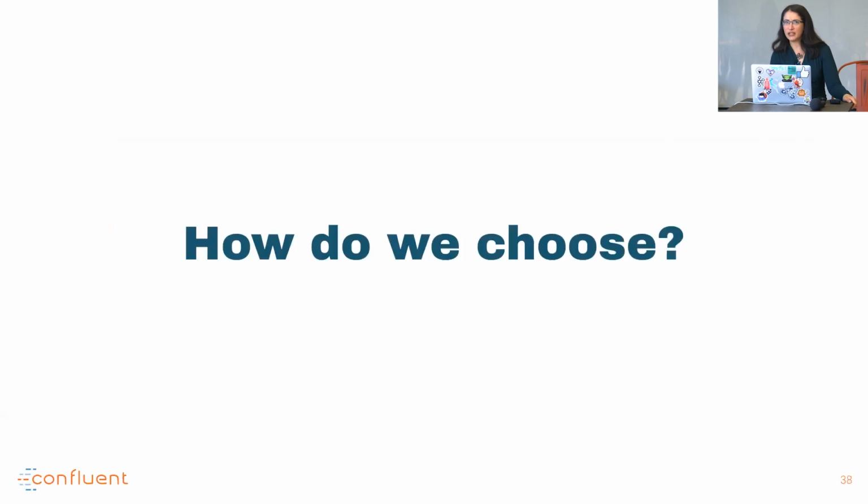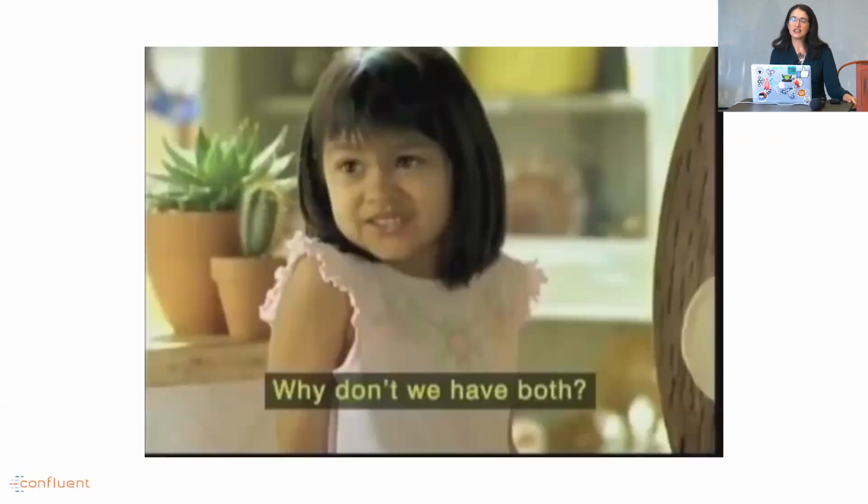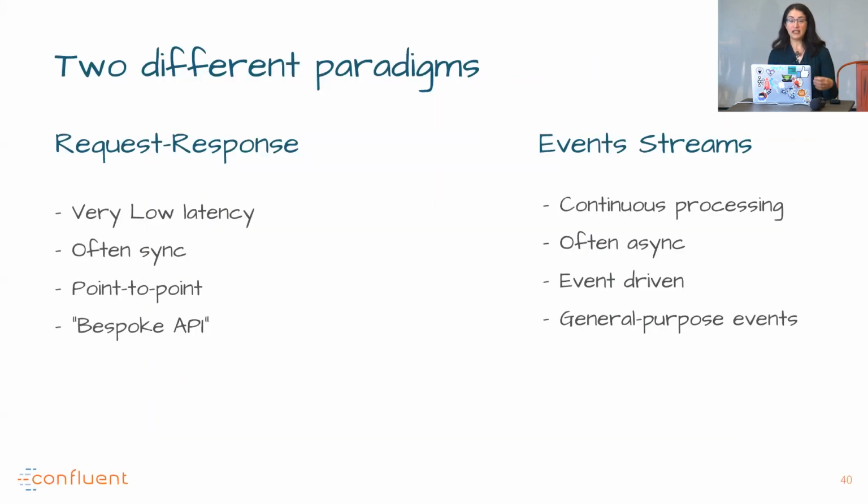Well, from the way I framed it, it should be fairly clear that we really don't want to choose. We want the best of both worlds because they each bring benefits in their own way. The core of this is that you really have two different paradigms. REST gave you a request-response paradigm. Service mesh basically added a lot of operability to it without breaking things like the low latency benefits, but it didn't solve things like a lot of bespoke APIs that are a bit more fragile.